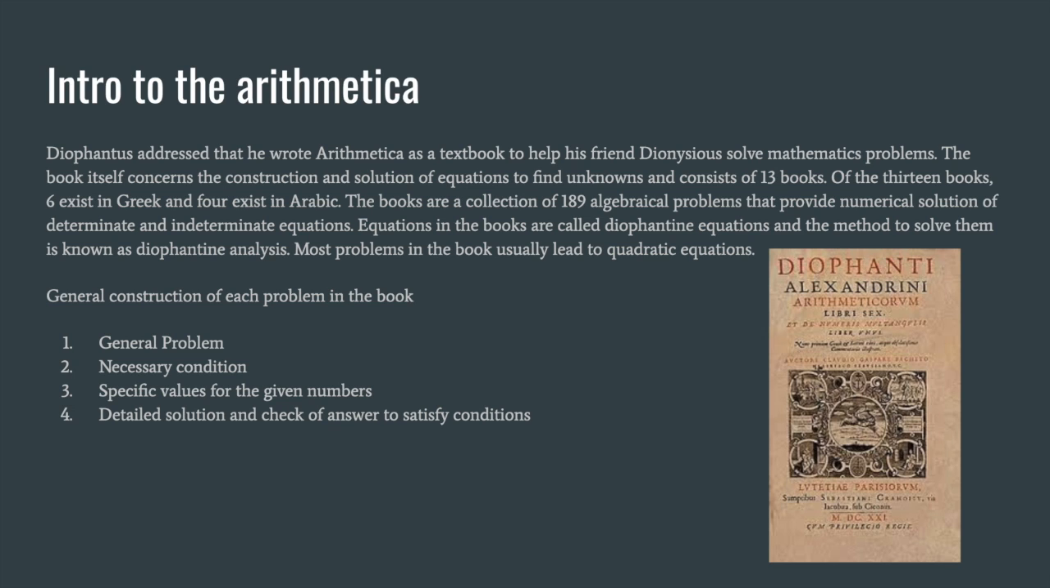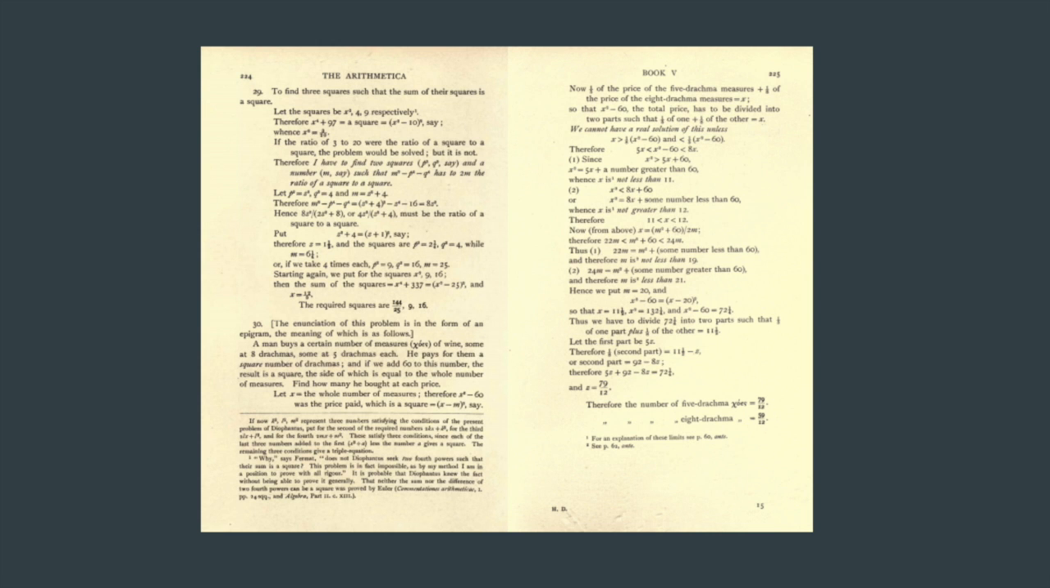And basically, the book is like books. There are 13 books in the series, and they're just a collection of problems and the solutions that he would solve. The equations are called Diophantine equations, and the analysis of them is the Diophantine analysis. Most of the problems lead to quadratic equations, and we'll look at this more, but this is just the general construction for how the problems are written. This is just a sample page of it, translated from Arabic to English.